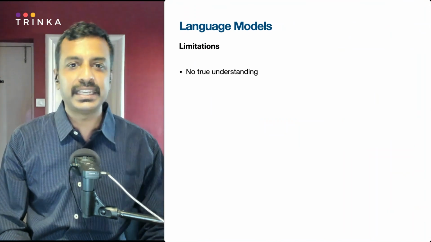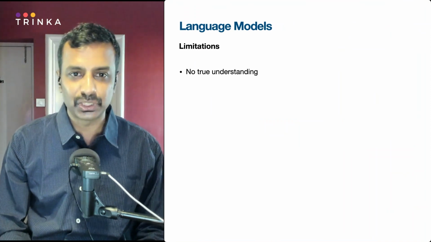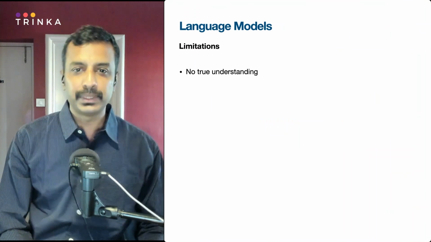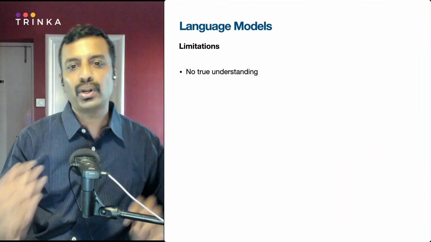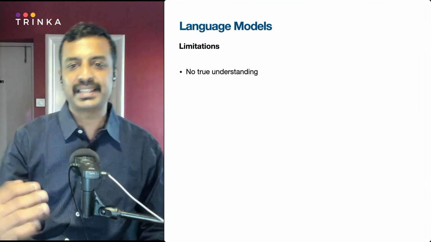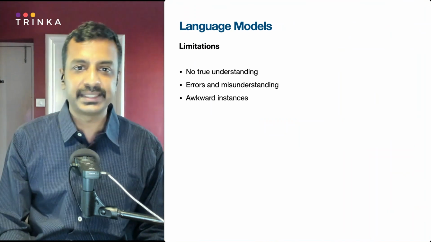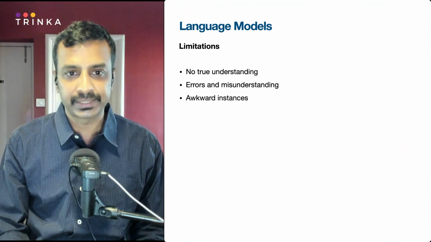One major limitation is the inability of the language models to truly understand the meaning behind human language. Language models rely on statistical patterns and relationships between words, but they do not have an understanding, and they do not quite understand the text that they analyze or generate. And this can lead to errors and misunderstandings, especially in complex and ambiguous contexts.